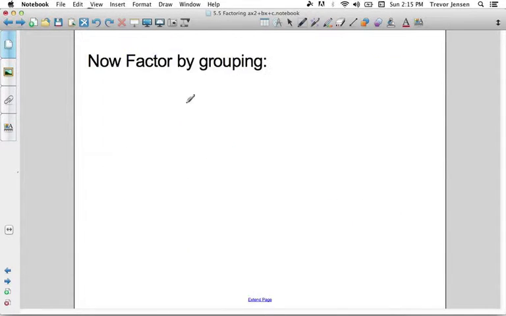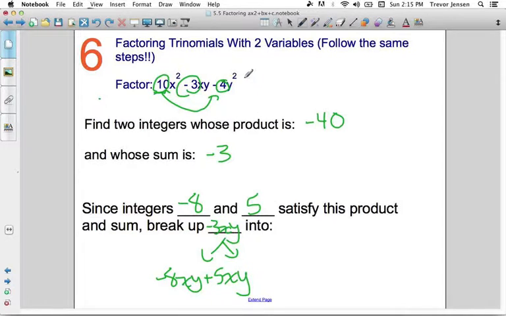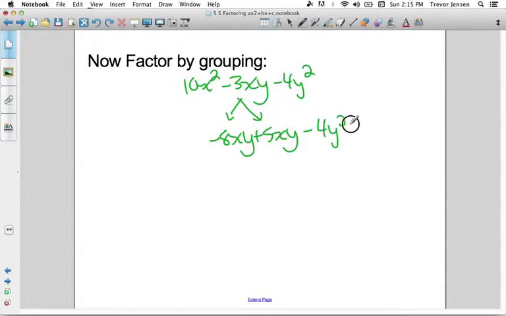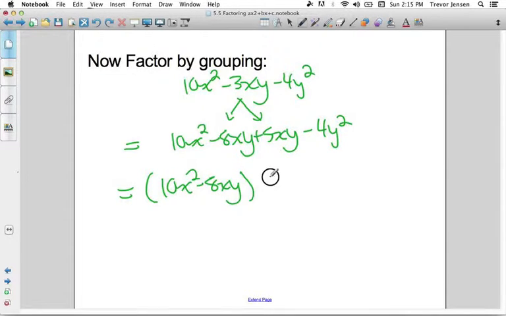So let's do that. My original expression was 10x squared minus 3xy minus 4y squared. I'm going to break up my middle term into negative 8xy plus 5xy, and leave the rest of the quadratic the same. Now what I want to do is put the first two terms in a group, 10x squared minus 8xy, and the last two terms in a group, 5xy minus 4y squared. And then don't forget to separate those two groups with an addition sign. Then factor each group separately.